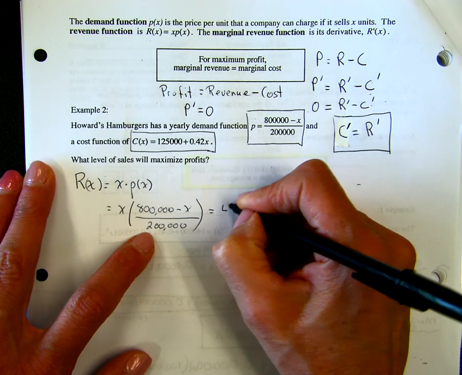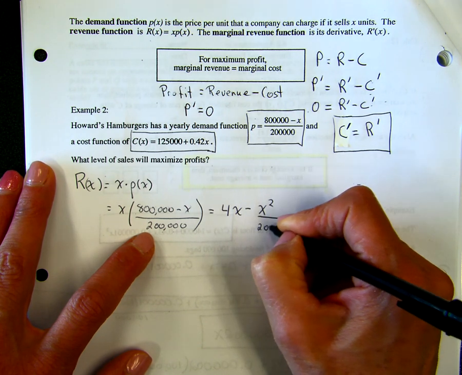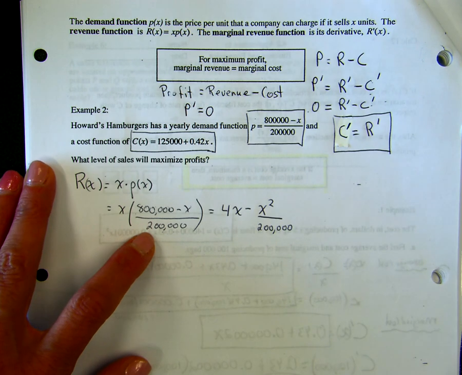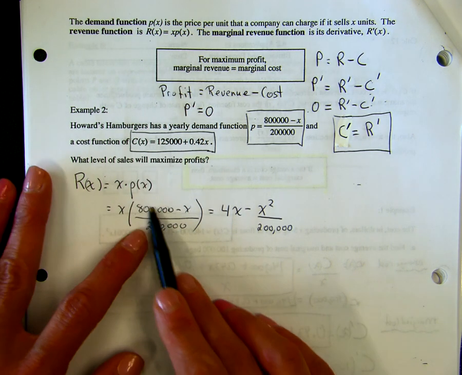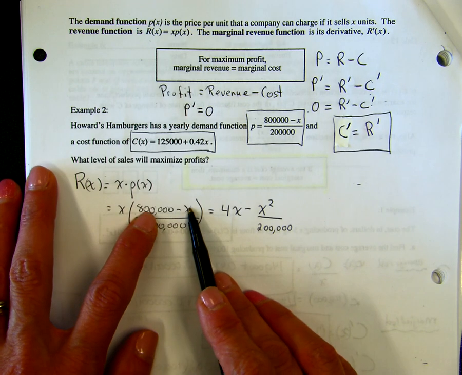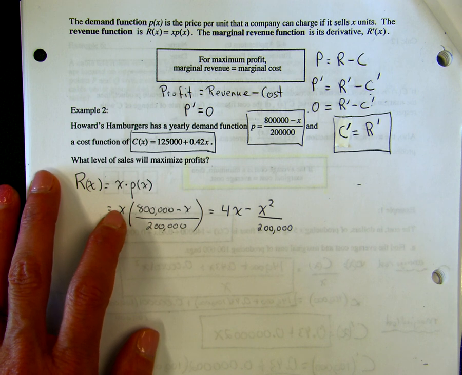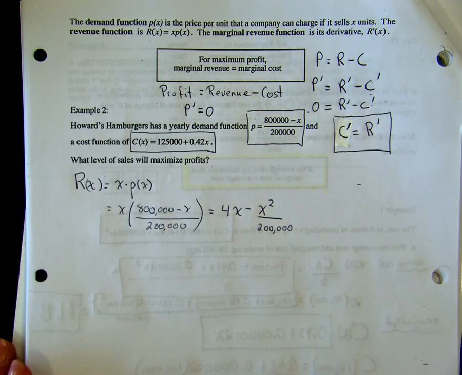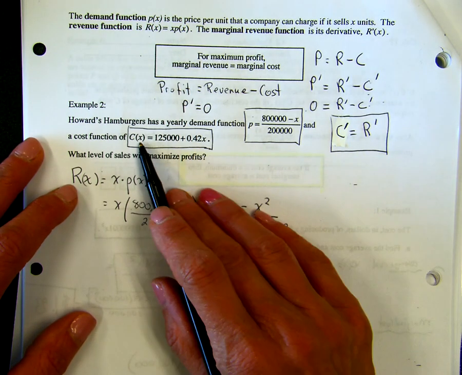Can we see this algebra without a couple of steps involved? Okay, so have a look at that and make sure that it makes sense to you. Okay, the 200,000 divided both of the terms, made that a 4, minus X over 200,000, and distributed the X through. Two steps in one. Okay, then we've got our revenue function and we've been given a cost function.